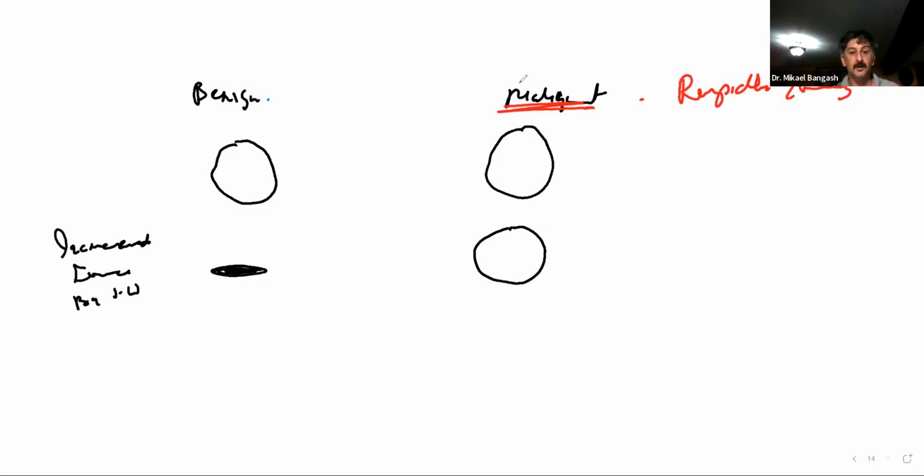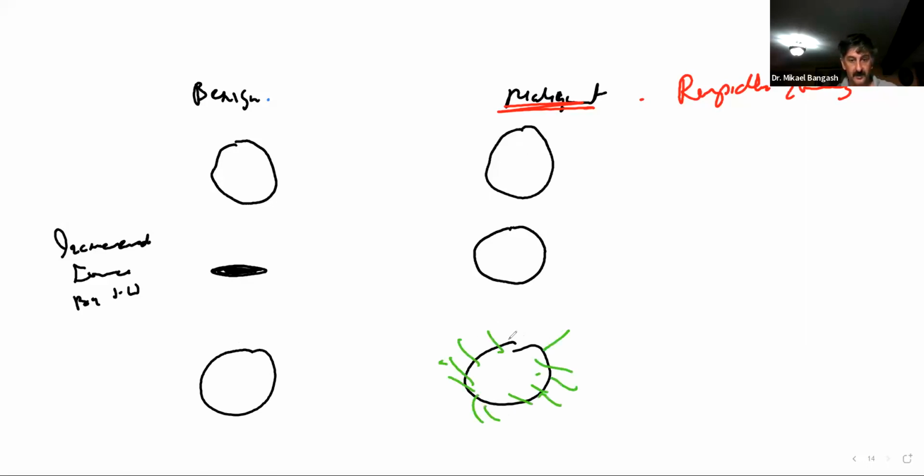So one thing that actually causes malignant tumors to grow, contrary to a benign tumor, is that the malignant tumor actually will have a rich blood supply.